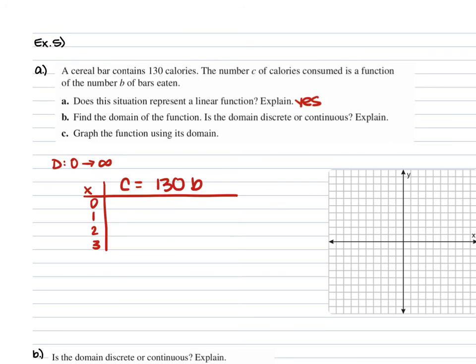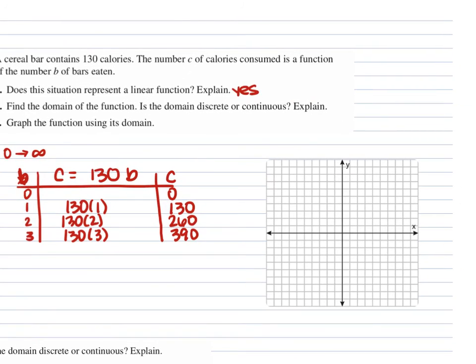So with this, if you eat 0 bars, obviously it's 0. If you have 1, that's 130 times 1, which is 130. Then for 2, that's 130 times 2, which is 260. 130 times 3 is 390.